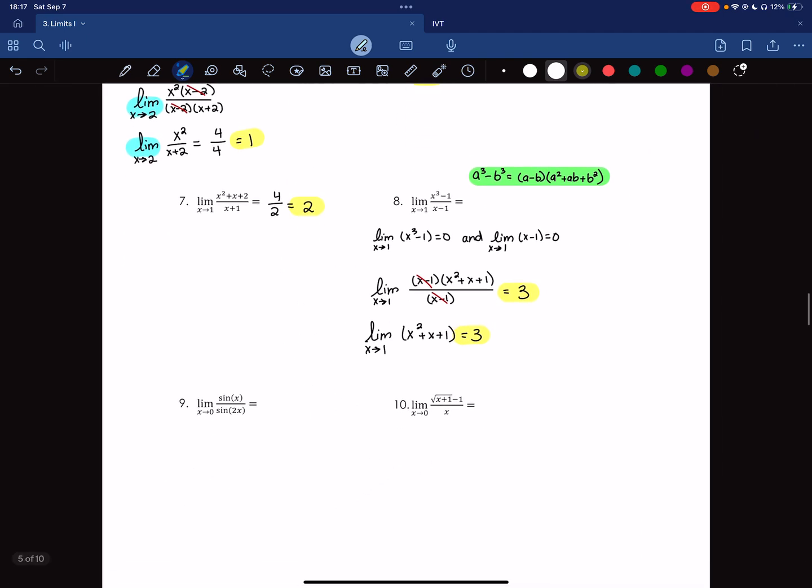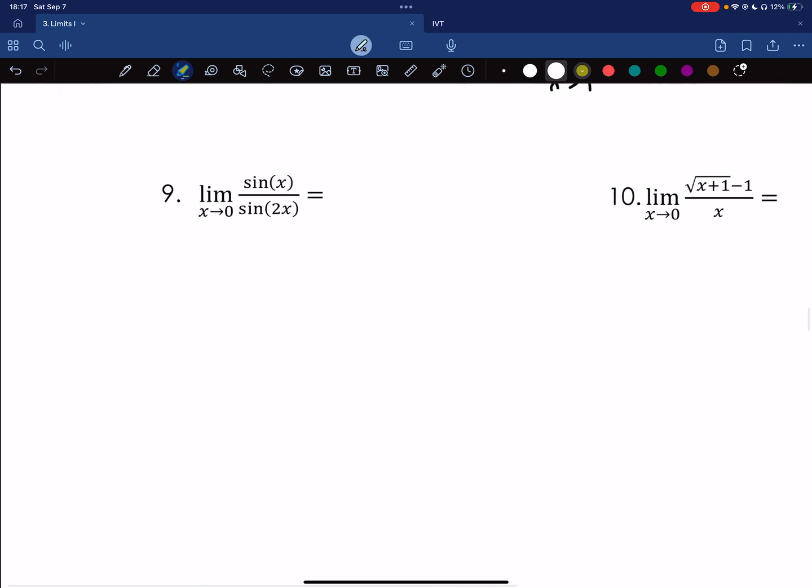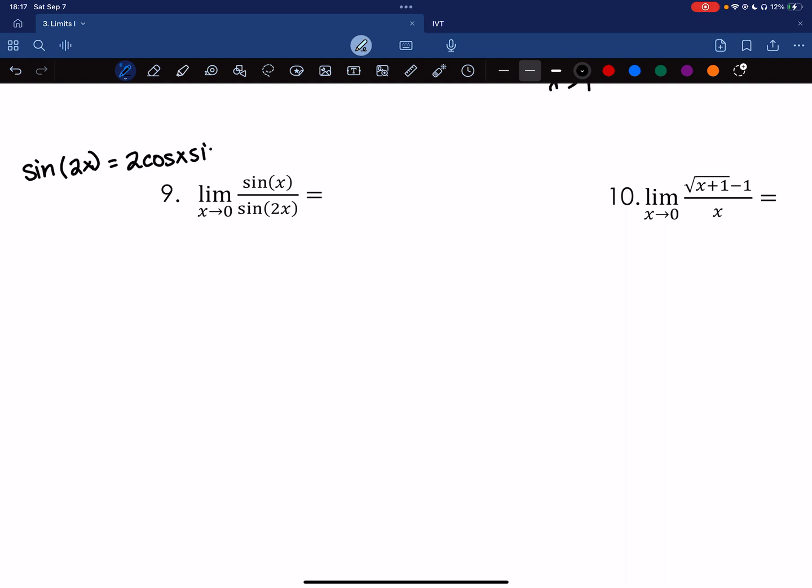Okay, so either way it works like that. The next one is going to require a double angle identity. The double angle for sine of 2x is equal to 2 cosine x sine x. That is something that we learned in pre-calc.